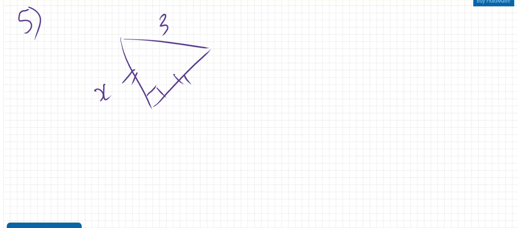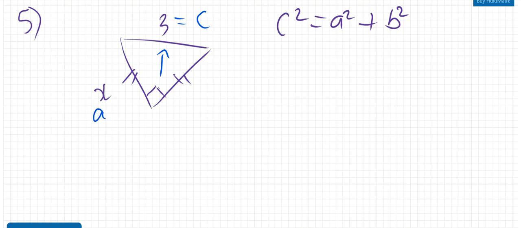So to find x, using Pythagoras' theorem, we know the theorem is c squared is equal to a squared plus b squared. It always helps to write the formula out just to make sure you don't make any mistakes. Now always identify your hypotenuse. So c in this case is going to be 3, opposite the right angle. And a and b can be either side. That can be my a and that can be my b. Now these two lines here are telling us that they're equal sides, equal in length. So this is also x over here.